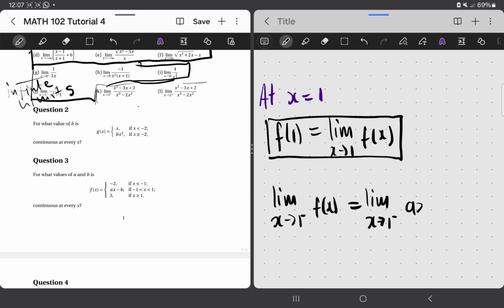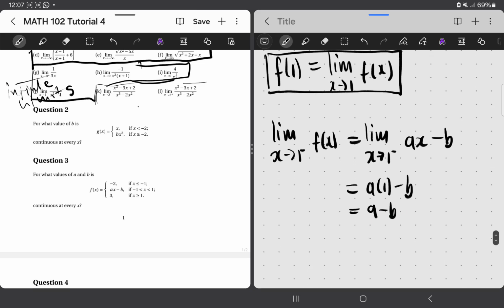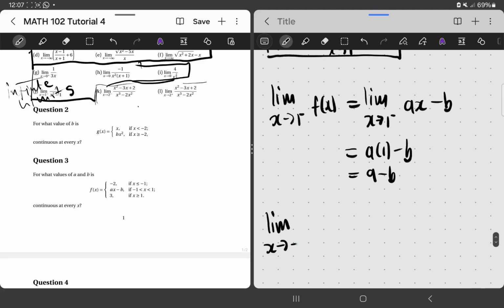So this is going to be the limit as x approaches 1 of ax minus b. Since x is approaching 1 from the left, we are putting 1 wherever there is x. So it's going to be a times 1 minus b, which is just a minus b. So this is going to be the limit. Then now we can say the limit as x approaches 1 from the right of f of x. What are we going to put as our f of x?